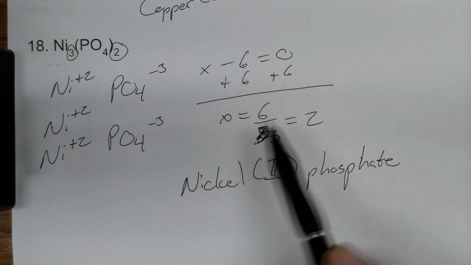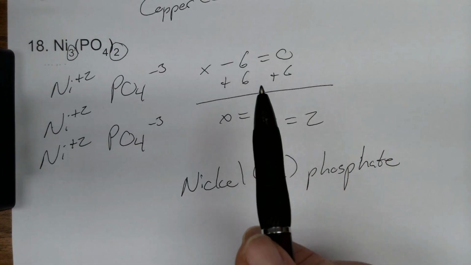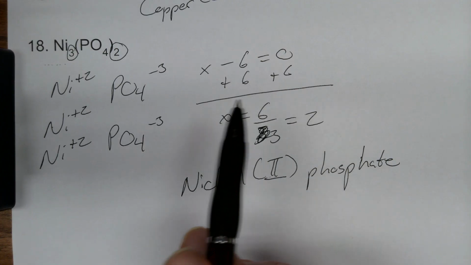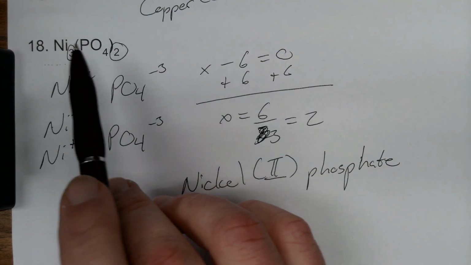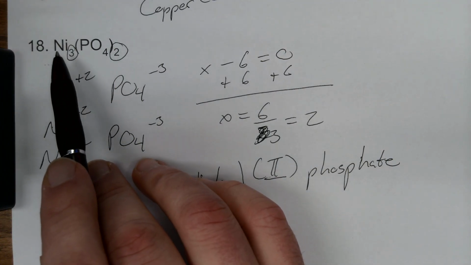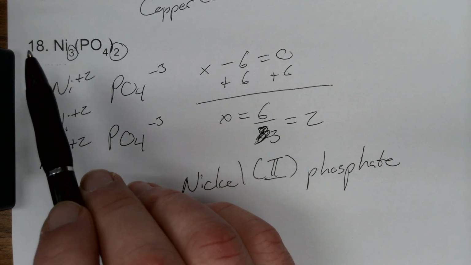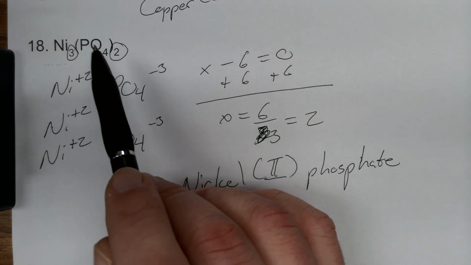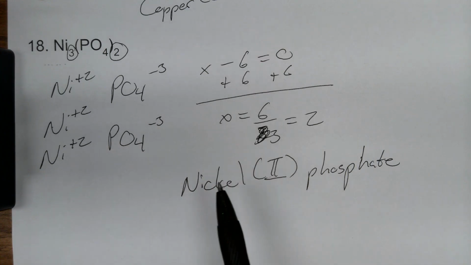Do you have to do all this? No. If you find a quicker way to do it, by all means, use that way. What I'm going to be looking for, if I give you this on the test, where I ask you to name the formula Ni3(PO4)2, I'm just going to be looking for nickel(II) phosphate.